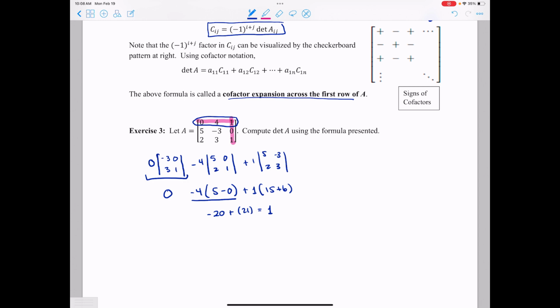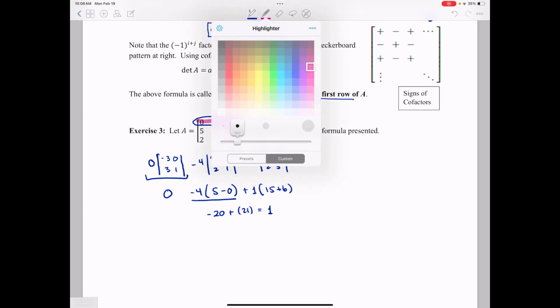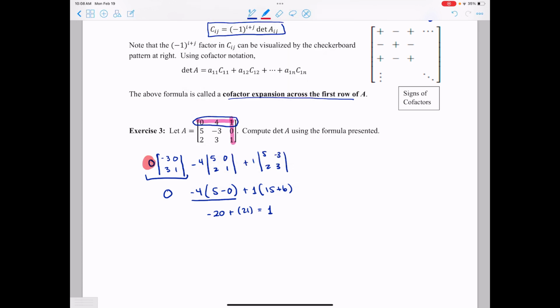I want to emphasize here where the signs came from, and what I mean by that are the fact that this is positive, negative, positive. There are two ways you can see where that comes from. One is from the signs of the cofactors. The first one's positive, second one is negative, if you're starting at 1, 1. The other way to think about this is this one is positive because 0 is in the 1, 1 position, so it's negative 1 to the 1 plus 1. And 1 plus 1 is 2, negative 1 squared is positive.